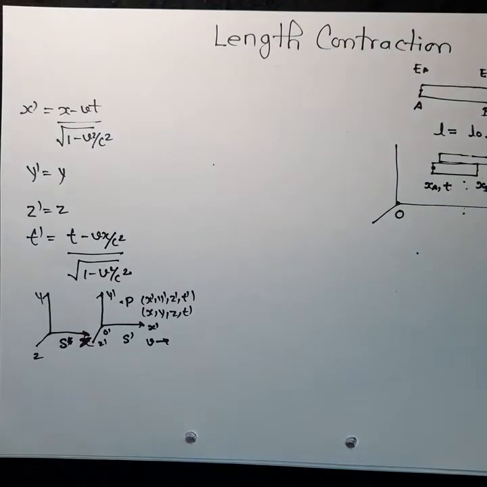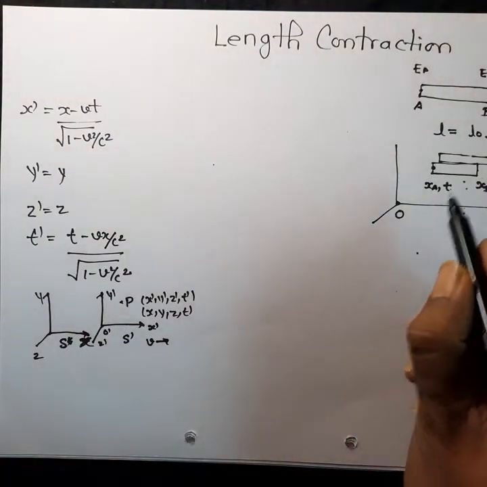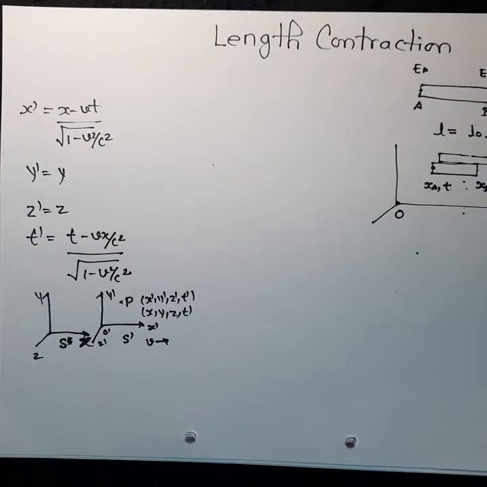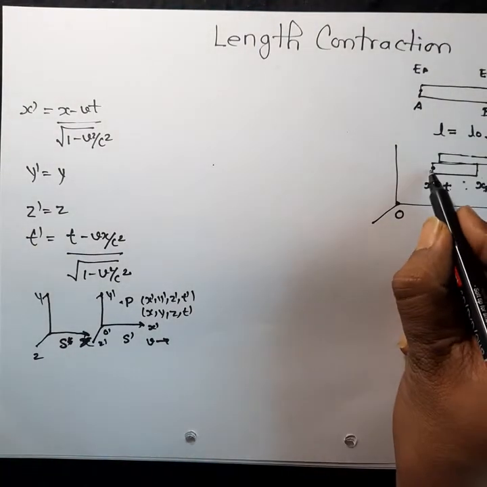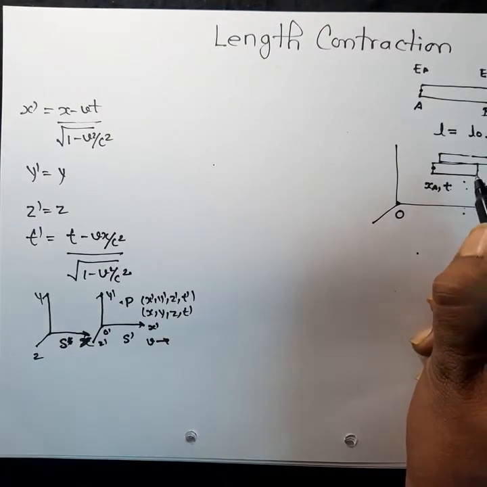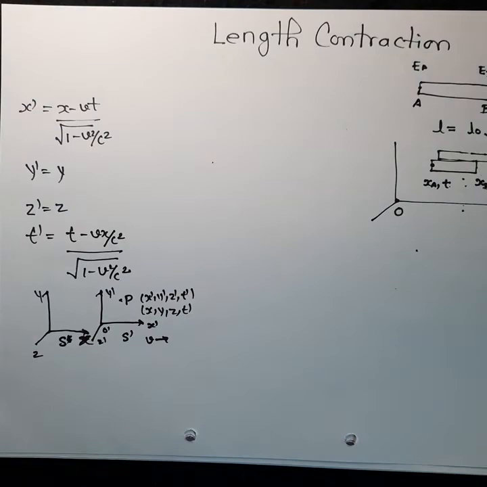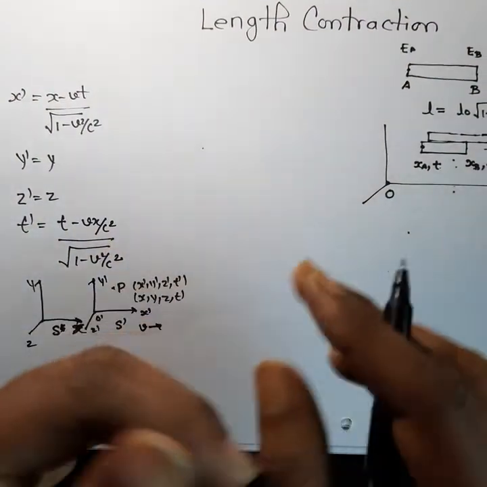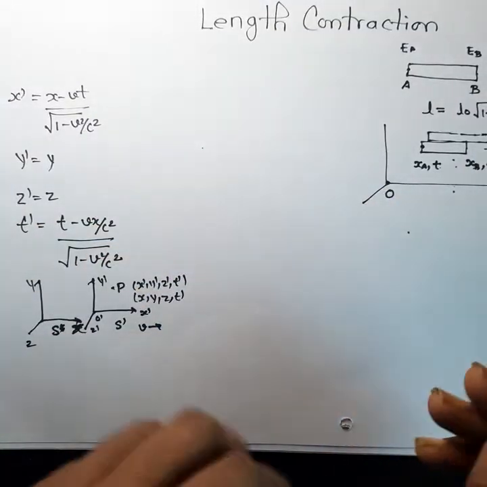So in order to measure the length of the rod, you have to measure it at the same time. At the same instant, you have to measure the coordinates of both the ends. That is the restriction if the rod is moving. Okay, I think now it is clear. Now we will deduce the length contraction formula.